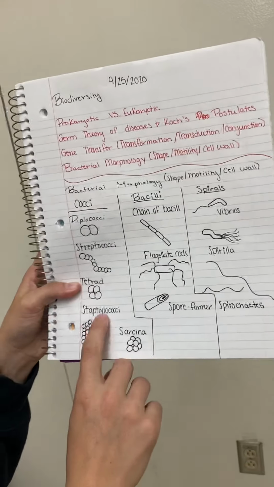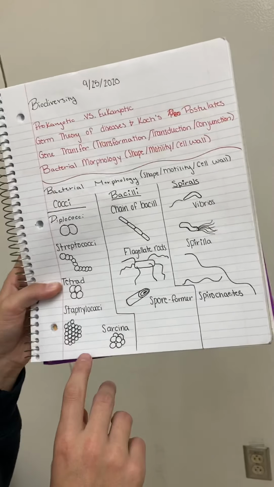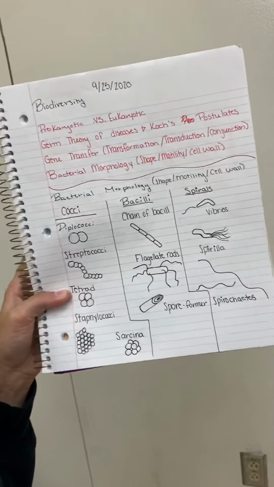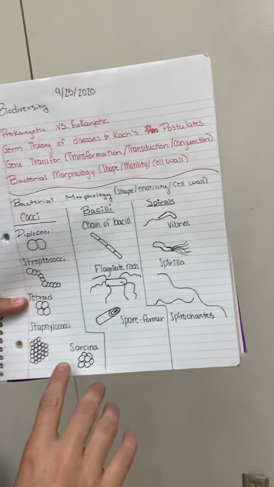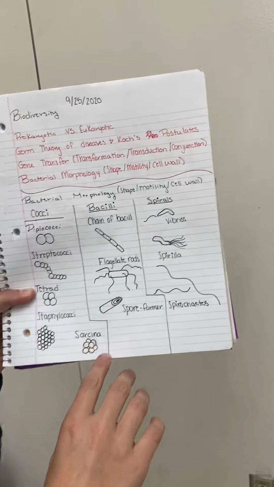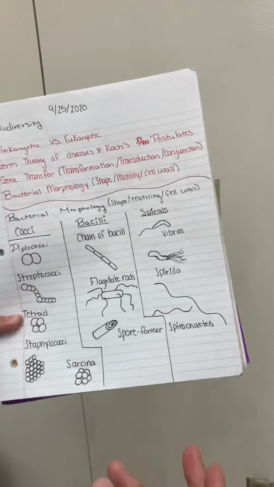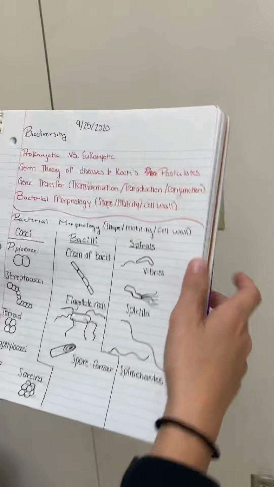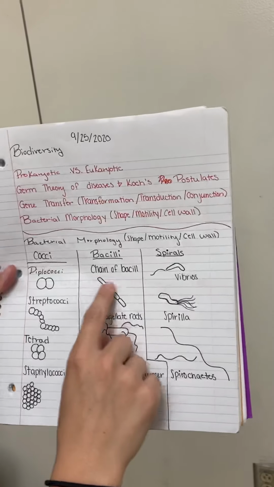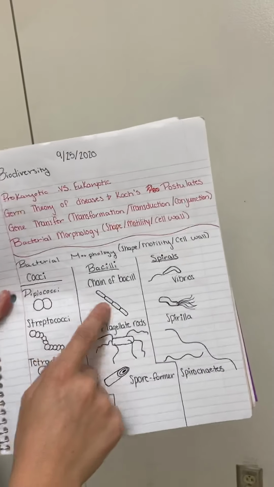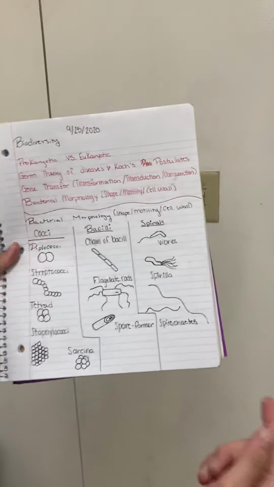The staphylococci, which is multiple of them in a flat formation. And then a sarcina, which is like a cube formation of 8 cells. And then you have the bacilli, which is a chain, just multiple of them in a string.